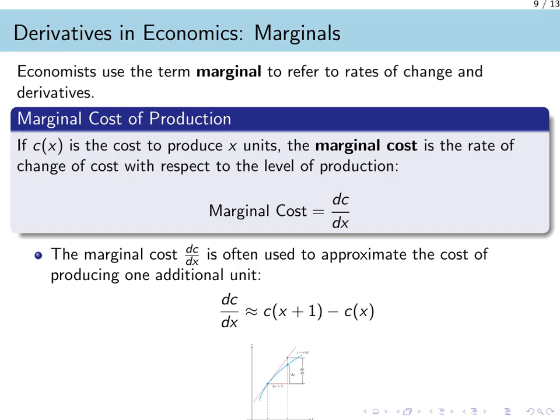Because of this, we can use the marginal cost as a powerful approximation for the cost of producing just one more unit. For example, the marginal cost at a production level of 500 items gives a very close estimate for the actual expense of producing the 501st item. So, the derivative dC/dx is approximately equal to the actual cost difference, C of x plus 1 minus C of x. The essential idea to remember is that marginal cost is the derivative of the cost function, and it estimates the cost of the next unit.